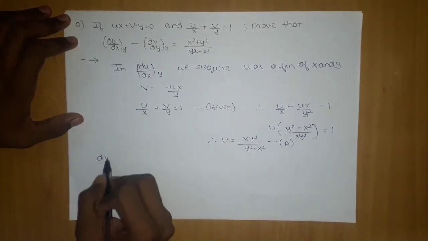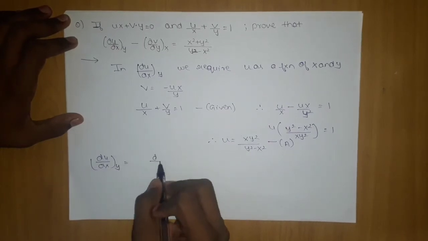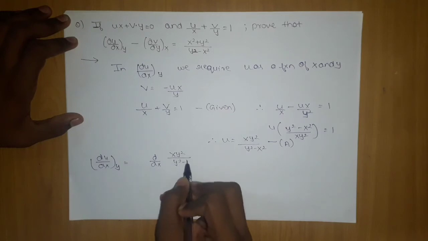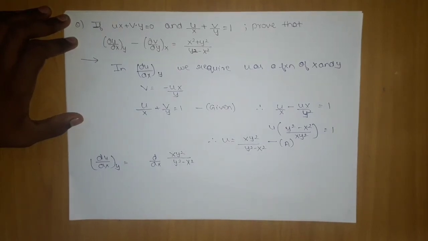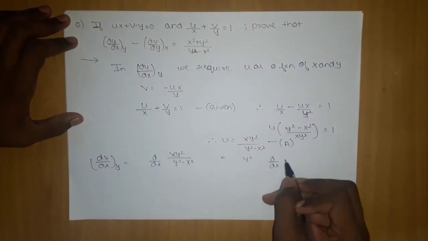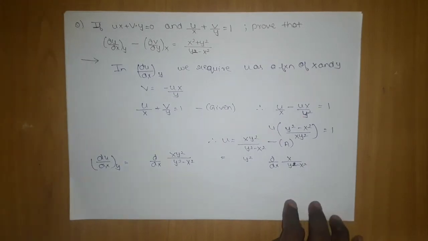Now what I want, this value I got, which is this. So du/dx, keeping y constant, is nothing but d/dx of xy²/(y² − x²). Now we are differentiating with respect to x, so y² is some constant, so I am going to take it outside. So d/dx of x/(y² − x²) is the actual thing which I am going to differentiate, right?